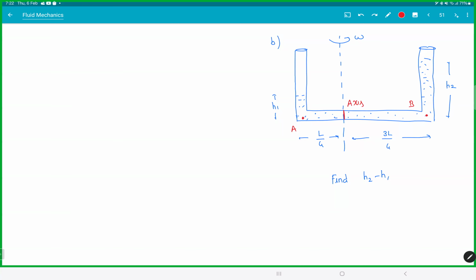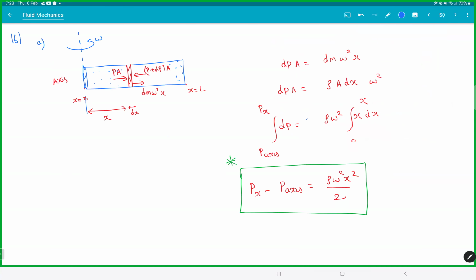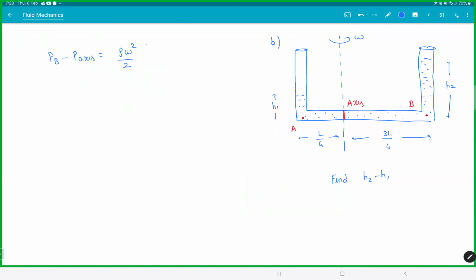Let's see. So if you take the pressure difference here, PB minus P axis is rho omega square, the formula is x square by 2. So rho omega square by 2, 3L by 4 whole square.